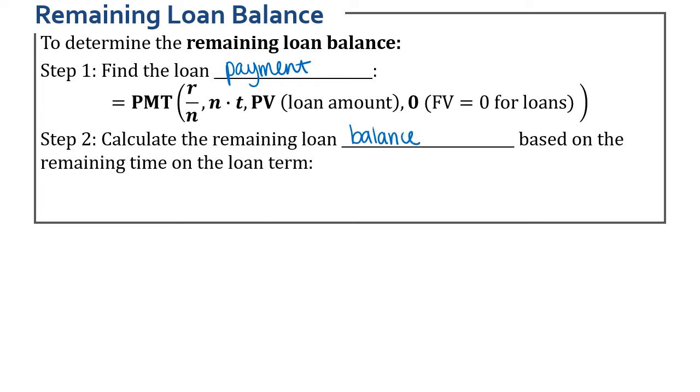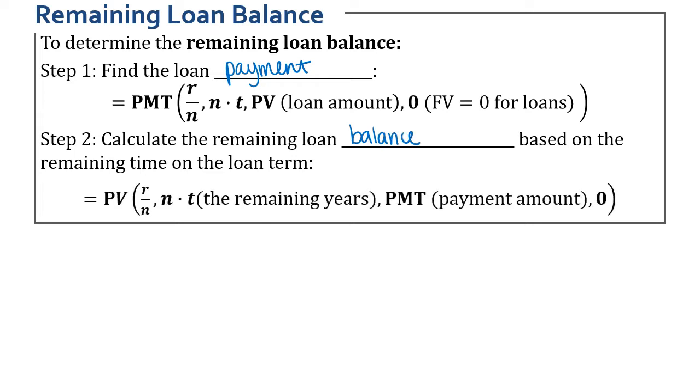based on the remaining time on the loan term. So to do that, we use the equal PV formula. So let's look at an example.